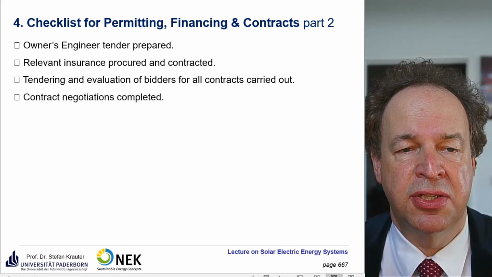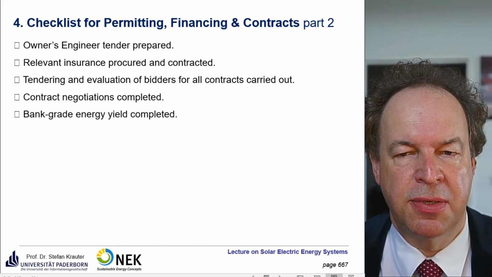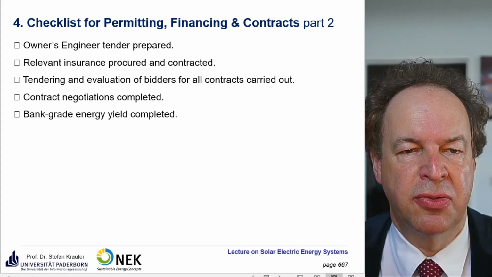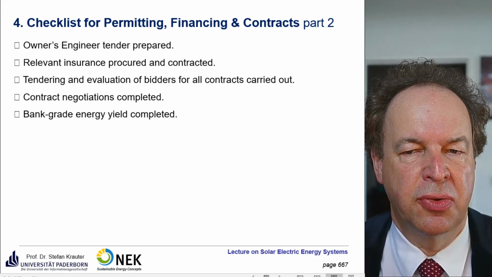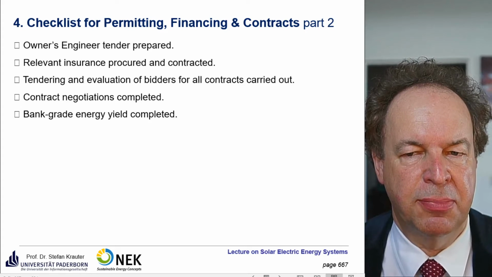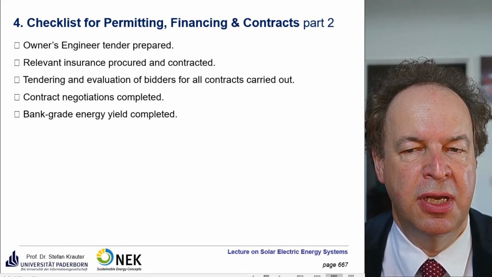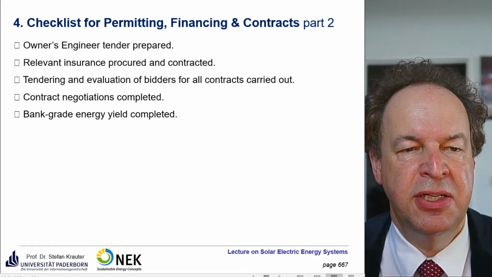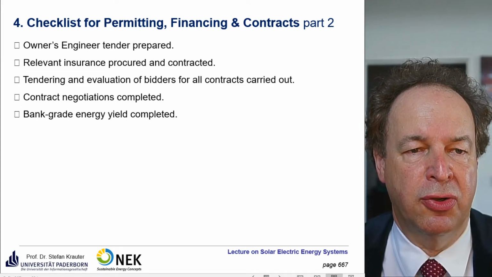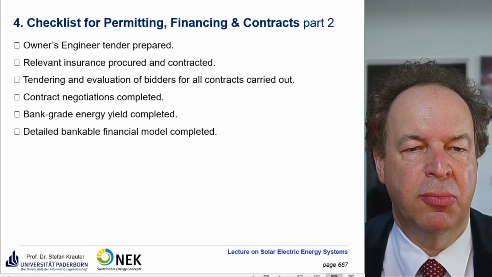Contract negotiations completed. Then a bank grade energy yield completed, because the bank wants to eliminate risks, so they want to really... it's not only technical energy yield but also financial energy yield. So they always use worst case conditions. What happens if there's inflation? What happens if the power plant is degrading in power output? Usually they even provide an independent entity to carry that out. This is usually called bankability. A detailed bankable financial model completed.